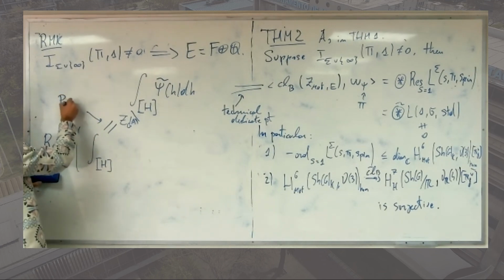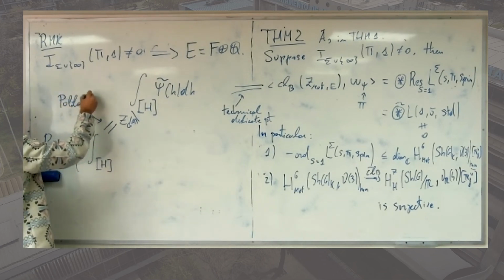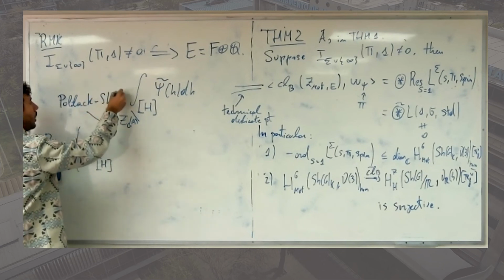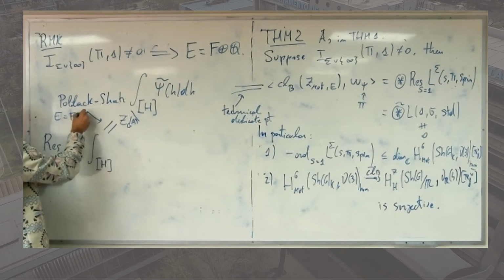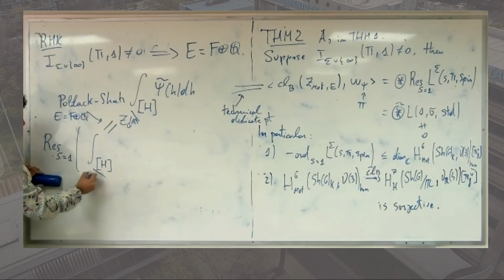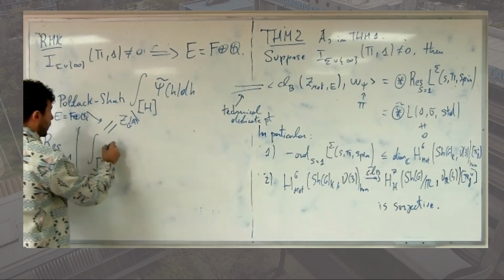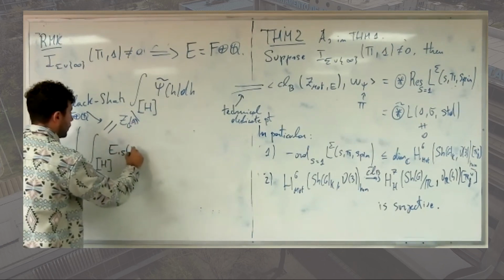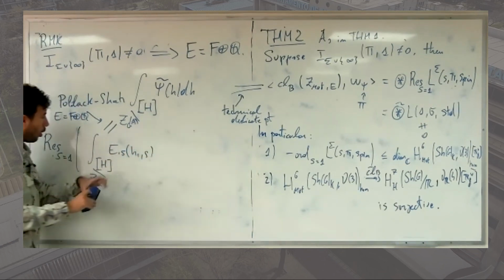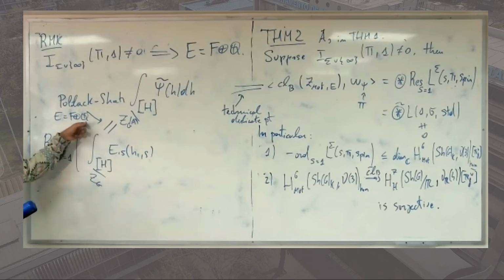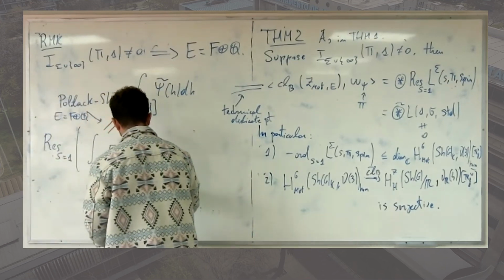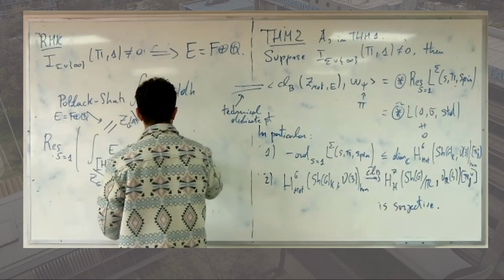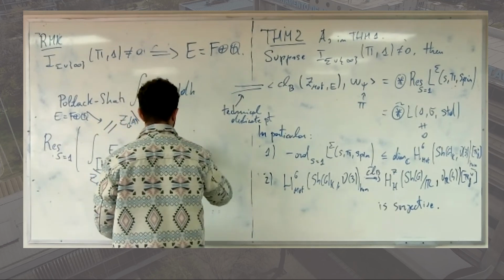And this is a result of Pollack and Shah, and crucially uses that E is equal to F plus Q, where one sees this integral as the integral of an Eisenstein series on GL2. And this is why we needed to split. This is on GL2, paired with psi tilde H.